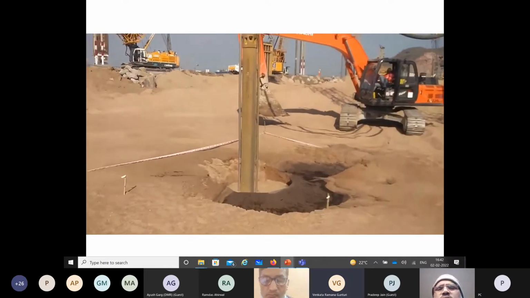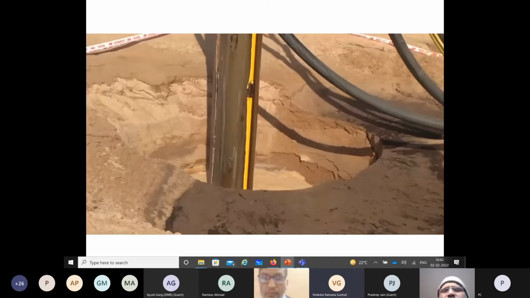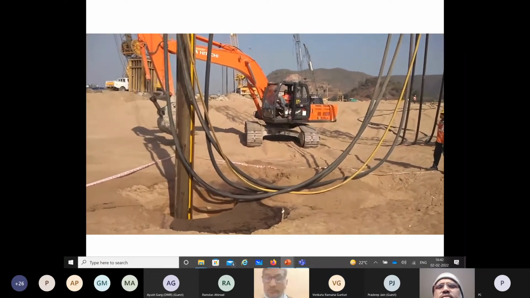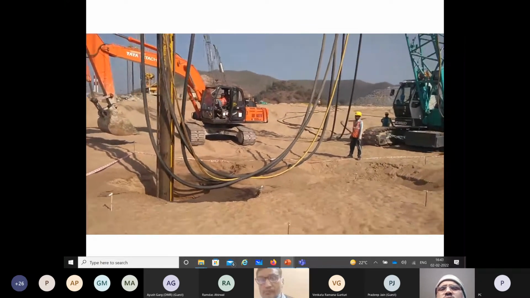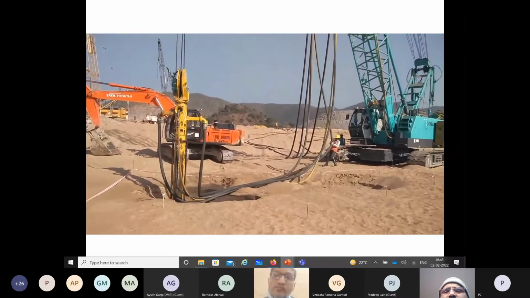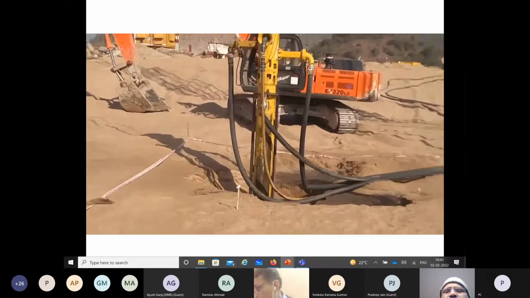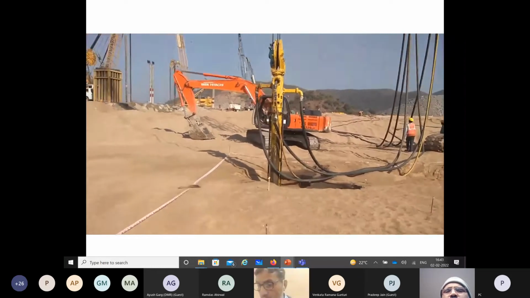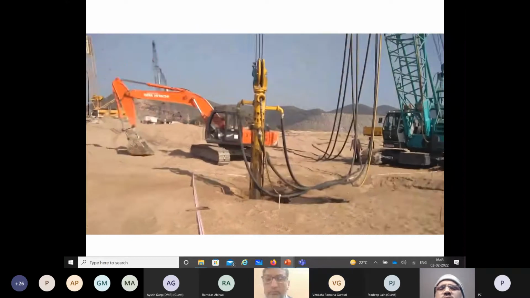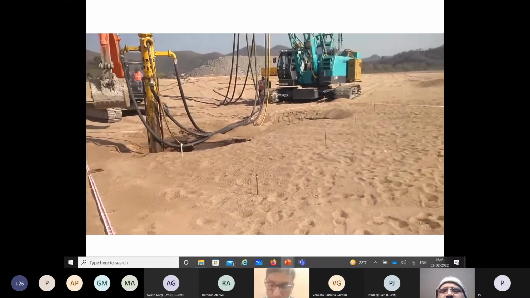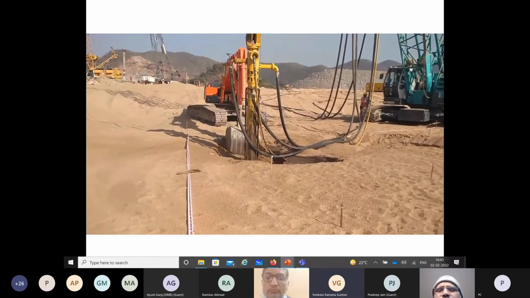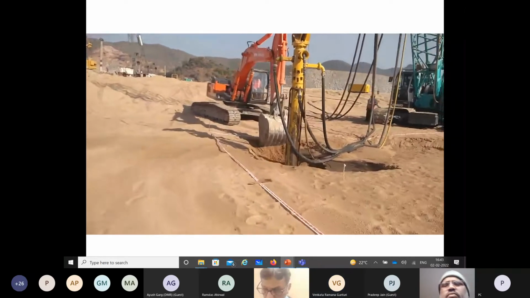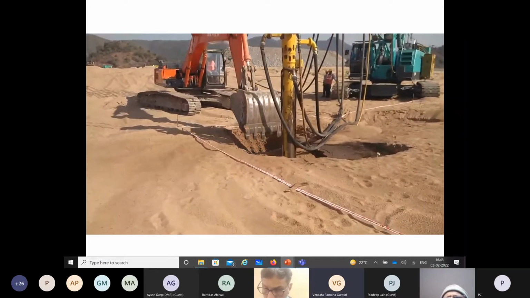This video shows how it is going down into the ground. While it is coming up, it is vibrated at different depths till the current required to move it is reached, and the sand is being filled into the dip.